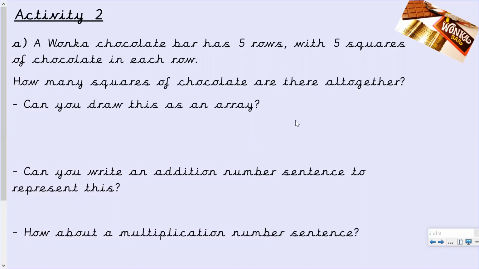So the question is, a Wonka chocolate bar has 5 rows with 5 squares of chocolate in each row. How many squares of chocolate are there altogether? You have 3 sections to be able to complete this answer. Firstly, can you have a go at drawing this as an array? Pause the video, have a go at doing this, and then we'll have a go together.